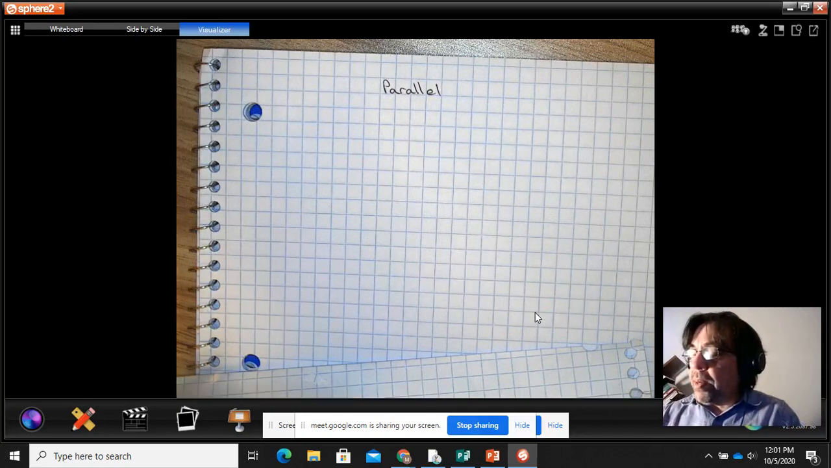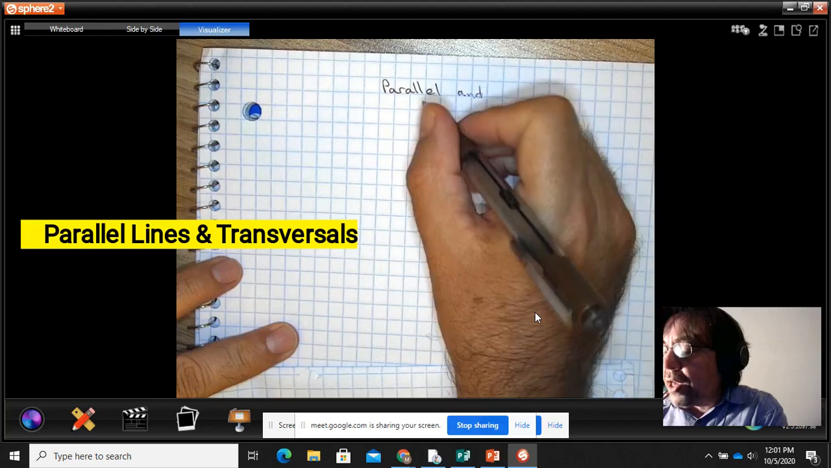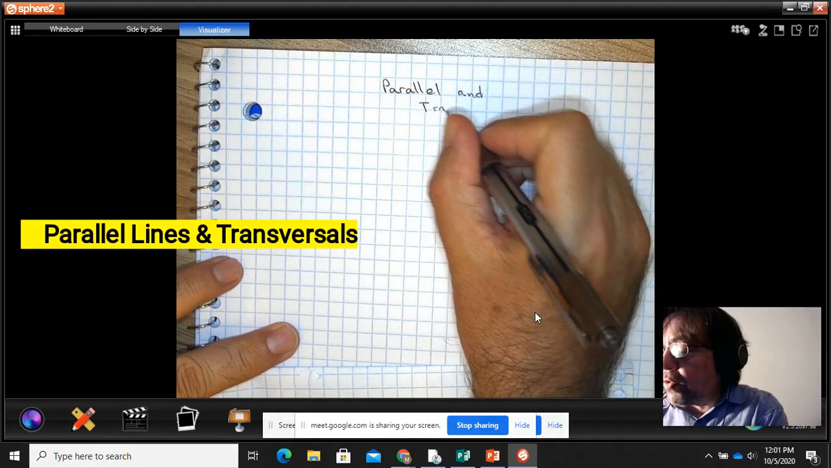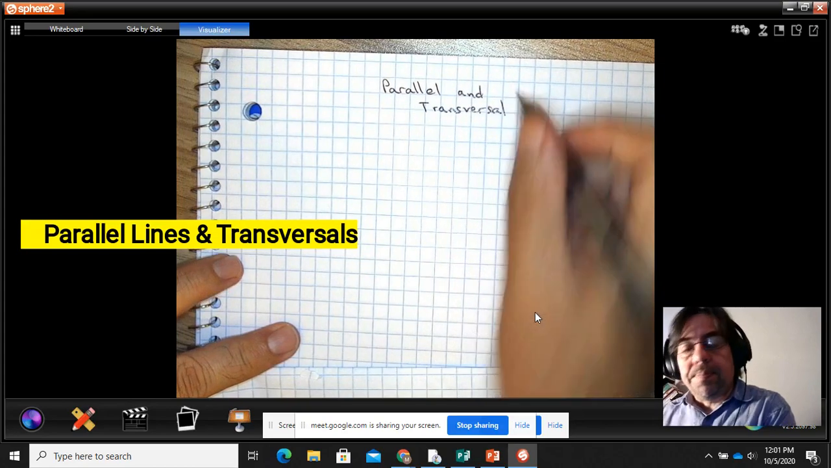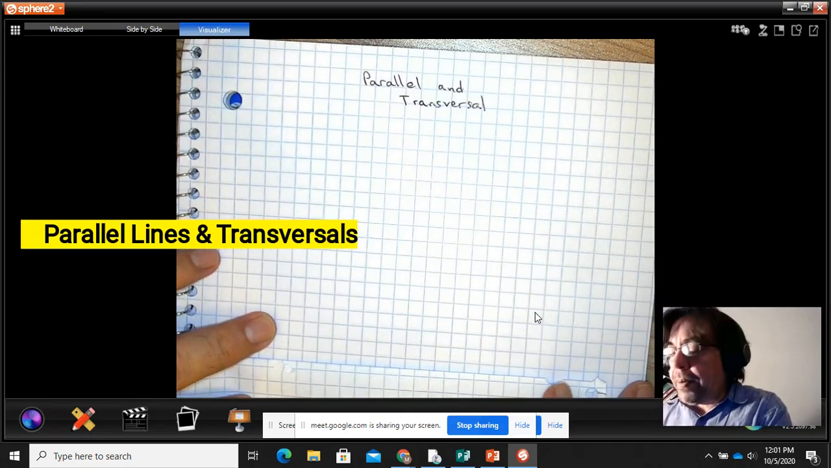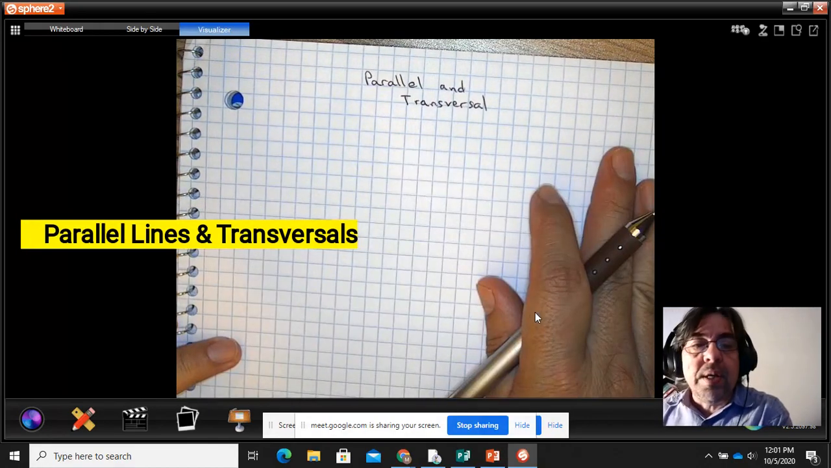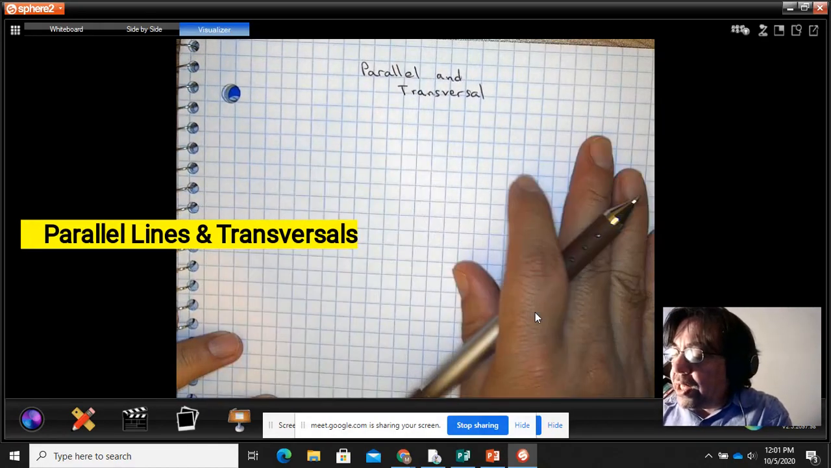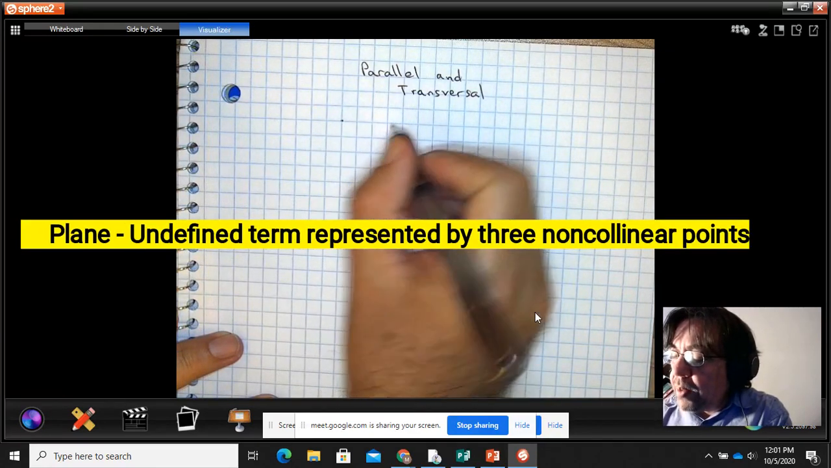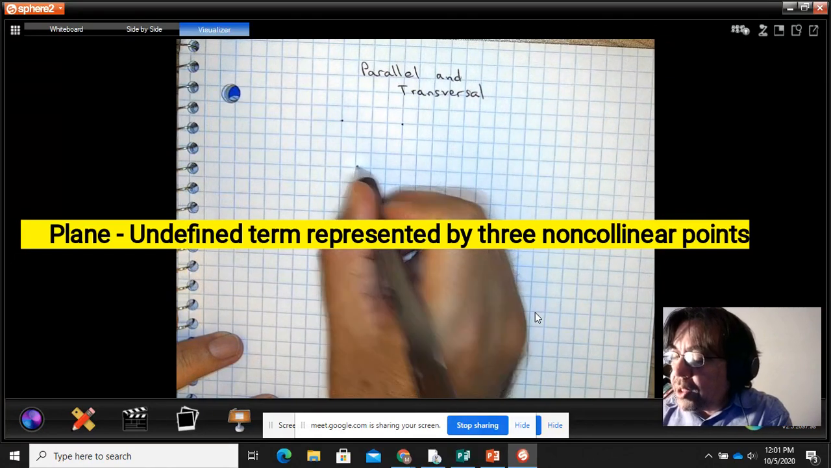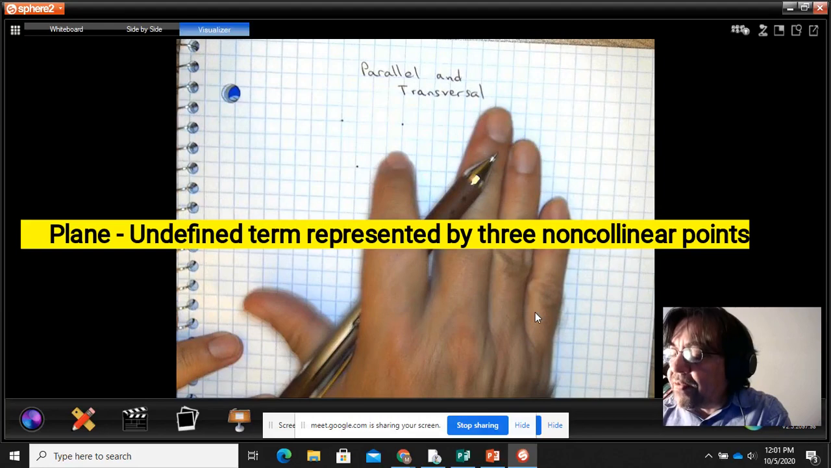All right, so we're going to be looking at parallel lines and transversals. As we talked about a few minutes ago, this is a plane. It's a flat surface. Plane is an undefined term, but we agree that three coplanar points, three points on the same plane, define the plane.